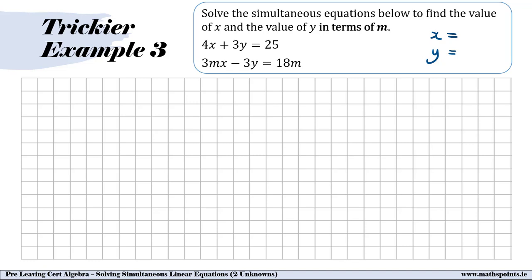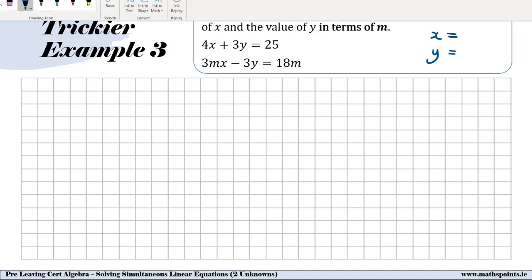M in coordinate geometry stands for the slope. And in this question, we haven't been given a numerical value for m. We're just told that the slope is m. And so we have to proceed with the question not knowing that value and giving our answer then in terms of m. So let's see how we might do this question.